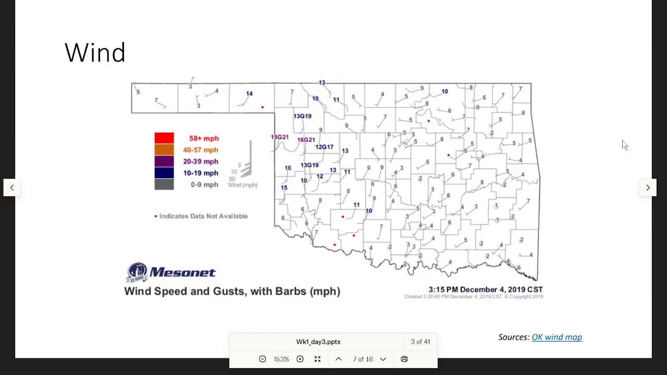Okay, here's an example. This is from the Oklahoma Mesonet, and if you're interested in weather, I highly suggest downloading the Oklahoma Mesonet app. It's free. It has all sorts of stuff to look at. It even has a cattle comfort index, so you can know how comfortable the cows are out there.